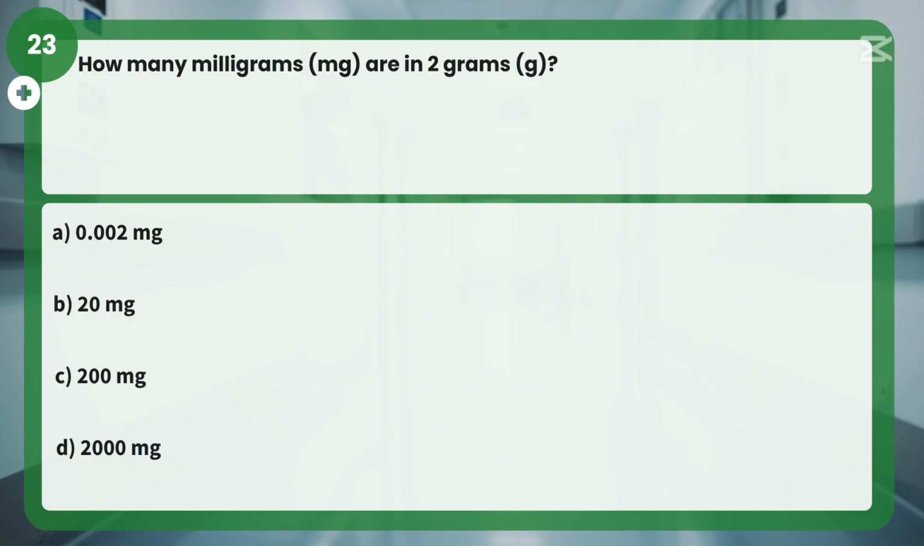Question 23. How many milligrams, mg, are in 2 grams, g? A. 0.002 milligrams. B. 20 milligrams. C. 200 milligrams. D. 2,000 milligrams.